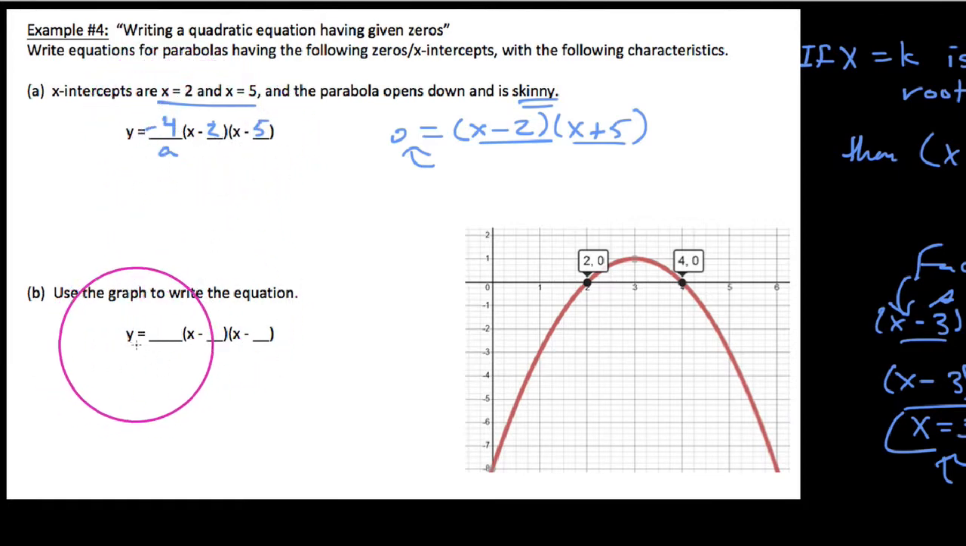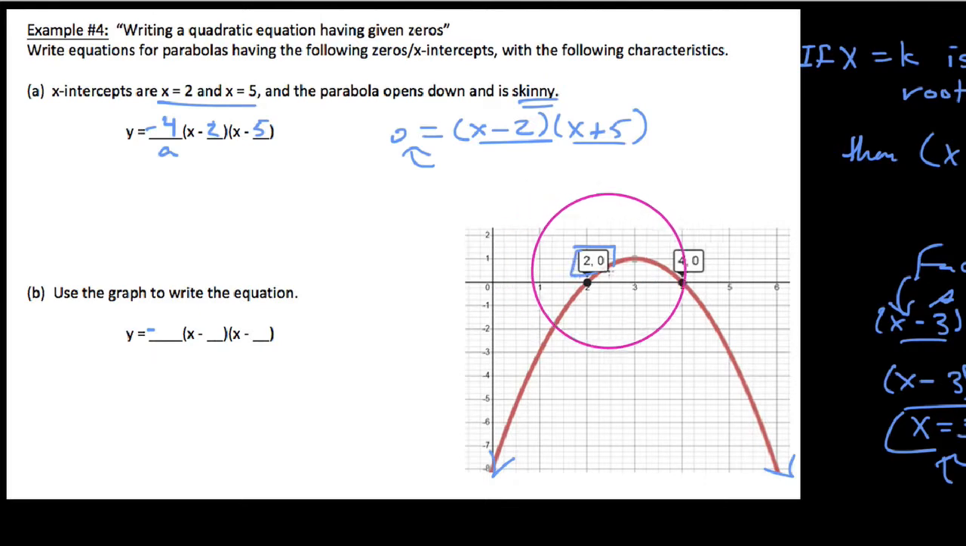And then letter B says use the graph to write the equation. We have some graph here. Some things I notice right off the bat: it also opens downward, so this is a negative value out front. I notice that I have x-intercepts at (2, 0) and (4, 0). So these must be x minus +2 and x minus +4.